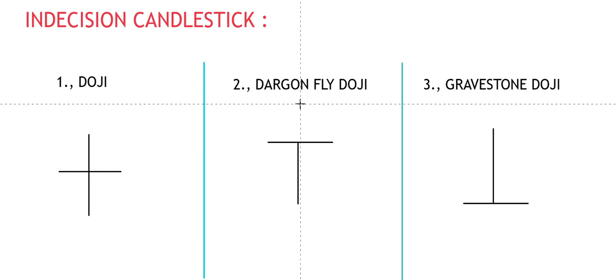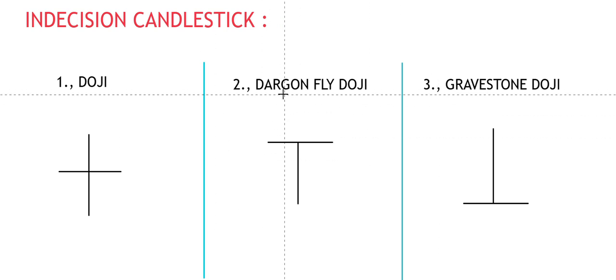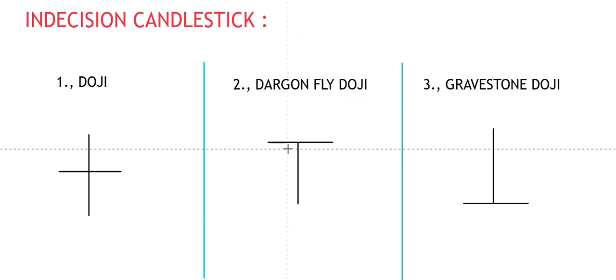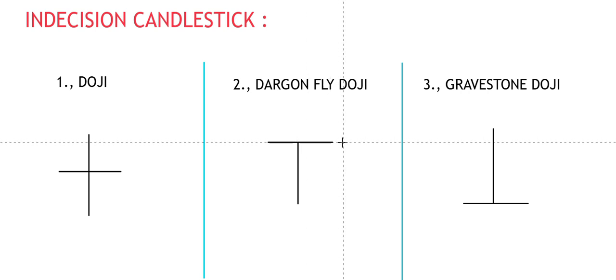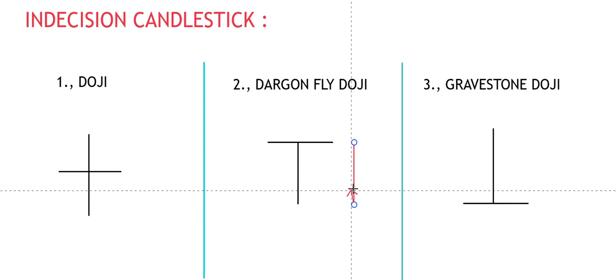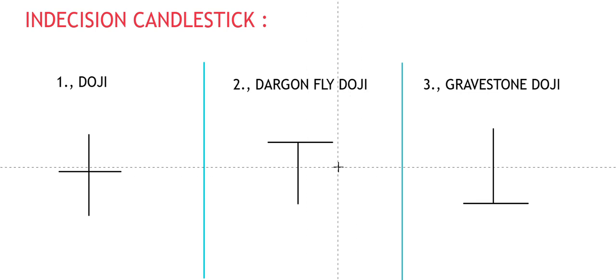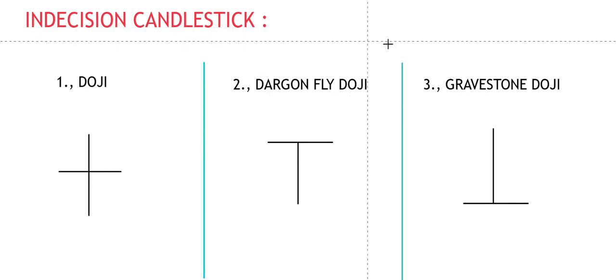How does the dragonfly doji work? When the market opens here, we can see it is a structure in the shape of a T. The dragonfly doji is the shape of a T. When the market is opening at this point, sellers are pressing the market and buyers are pressing the market, both of them are pressing the market, and the opening price and closing price are in the same range. So it is known as dragonfly doji, which means buyers and sellers are equal in the market. So it is known as an indecision candlestick.